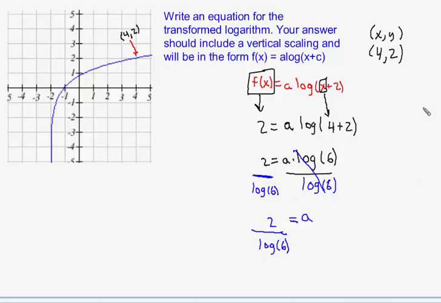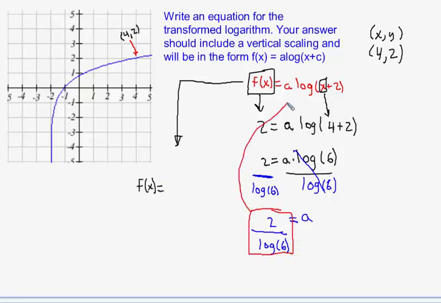So if I were to just copy down the original equation, making no changes whatsoever except for putting in my value of a, we would get that f of x is equal to, this is where I take my a value and put it into this location right there. So that would be 2 over log 6, and then we have log of x plus 2.